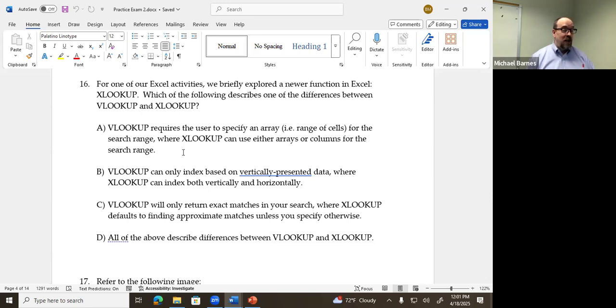And VLOOKUP will return only exact matches in your search, whereas XLOOKUP defaults to finding approximate matches unless you specify otherwise. Again, I transposed VLOOKUP and XLOOKUP. XLOOKUP will return only exact matches, where VLOOKUP will actually approximate unless you specify. Remember, that's actually a question I asked on the first exam. You have to put the word false into the VLOOKUP to make sure you get the exact match. All right.